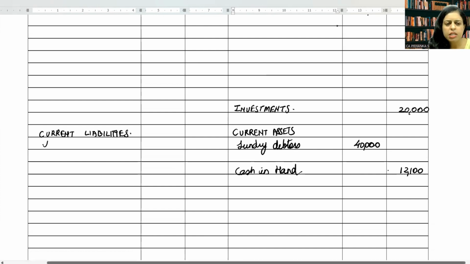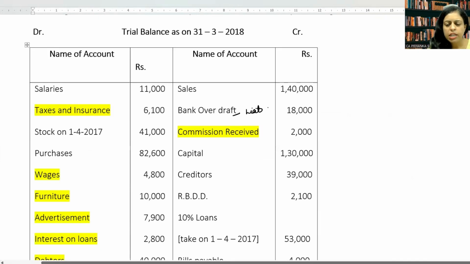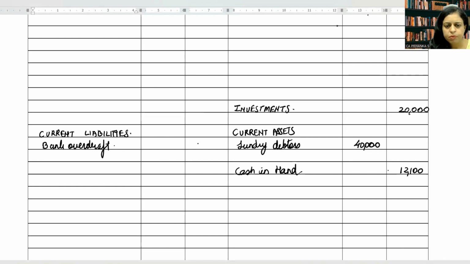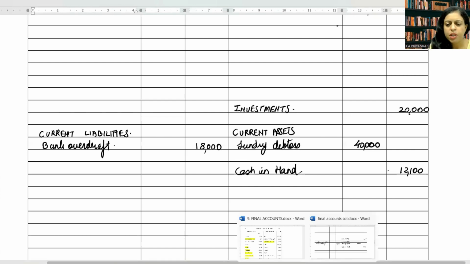And under current liabilities, sundry creditors. No, sorry. So under current liabilities, I'm writing the bank overdraft. All right, bank overdraft amount given is 18,000. So I'm writing 18,000 in the current liabilities. So hope you have reached here with me together solving the question.